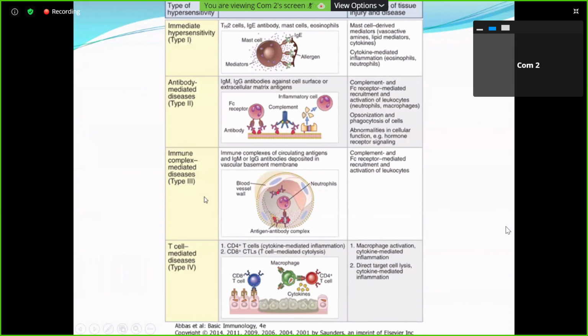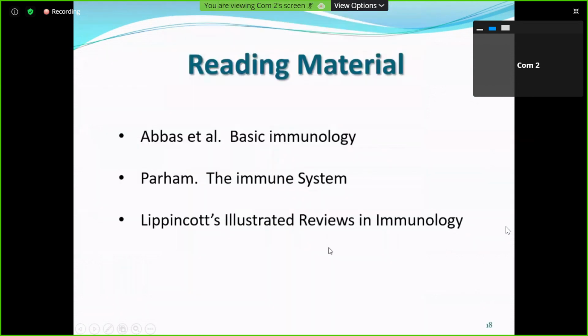Types 2 and 3 involve complement fixing IgM and IgG, where type 2 is associated with fixed tissue or fixed cell antigens, whereas type 3 involves circulating immune complexes. And type 4 involves not antibodies, but the cell-mediated immune response in the form of the T helper cell and the cytotoxic T cell. Okay, that's it.